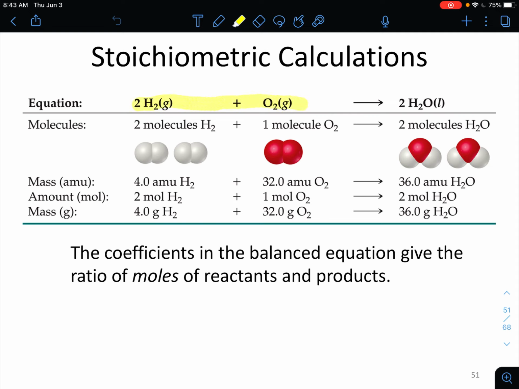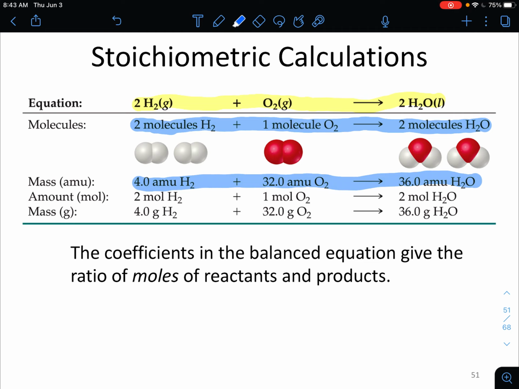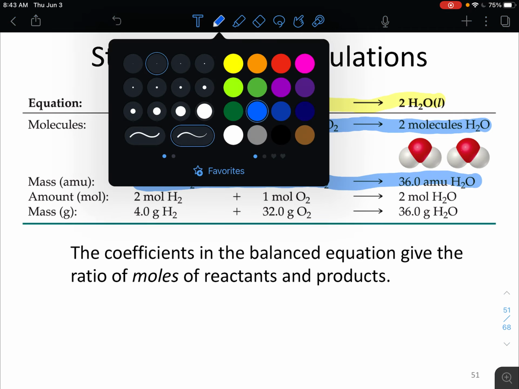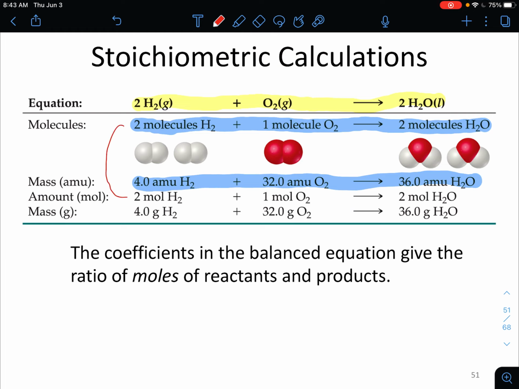So here's our balanced equation. 2H2 plus O2 makes 2H2O, and we've been describing it more or less like this, right? That means 2 molecules of hydrogen plus 1 molecule of oxygen make 2 molecules of water. And then with that idea in mind, we could certainly think about values in atomic mass units to describe that. But now, rather than talking about the equation in molecules, I want to shift over and talk about it in terms of moles. And that shouldn't be a big change, right?